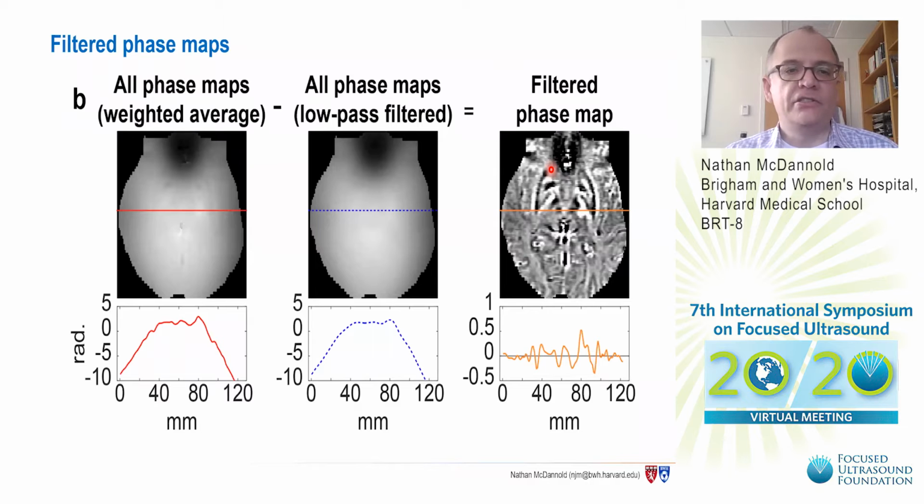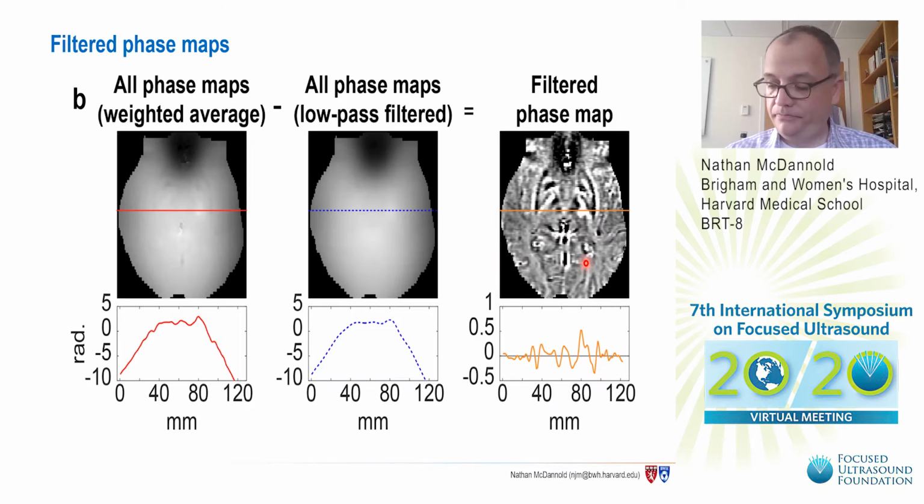Now, phase information, or phase maps, also contain anatomic information. So what I did here is I averaged all of the thermometry phase maps together. I performed a simple low-pass filter and subtracted that off. And what we are left with is an image that shows some relevant anatomy that we can use to guide the procedure.